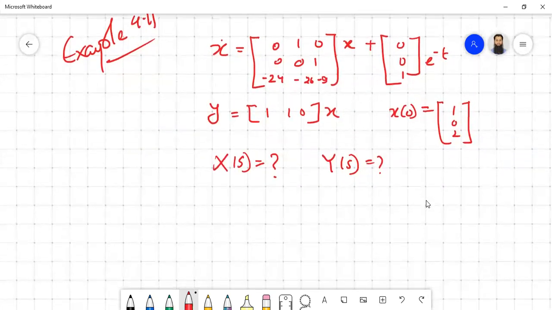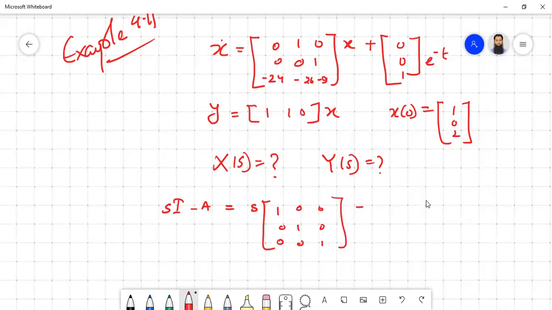More importantly, in the time domain. Let us start, then we'll see what we are going to get. First thing first, we have to find sI minus A. So basically s times the identity matrix, 1, 0, 0; 0, 1, 0; 0, 0, 1, then minus A, which is 0, 1, 0; 0, 0, 1; minus 24, minus 26, minus 9.